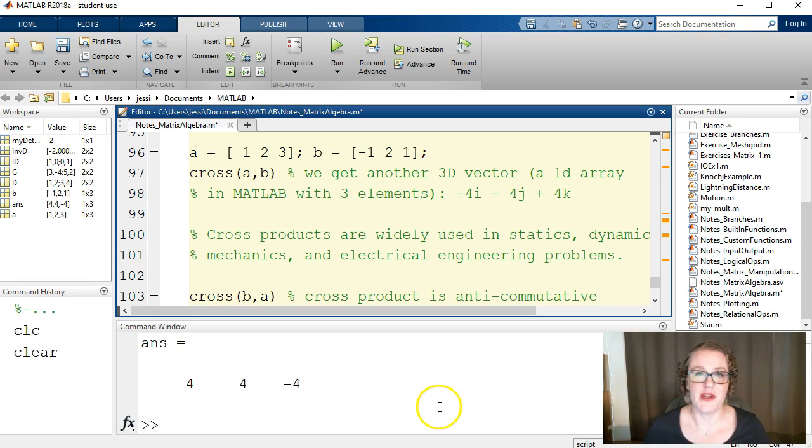Okay, so now we can use cross products. There's some nice examples in your book using cross products to solve engineering problems.